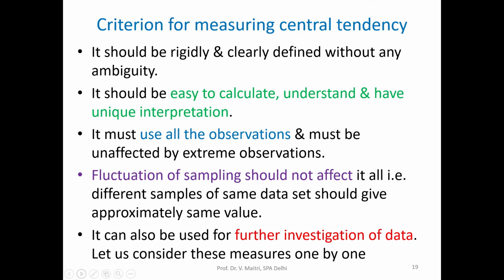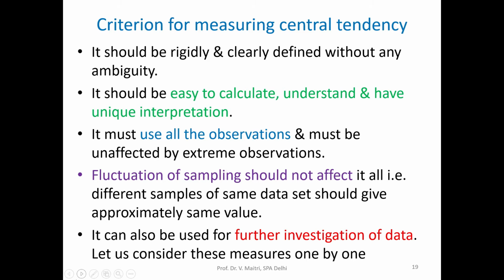The next criterion, the next property of central tendency, is that it uses all the observations and has no effect of extreme observations. What do you mean by extreme observation? In the following we'll take an example. How does this extreme observation play a role? What does it stand for? We will do that.